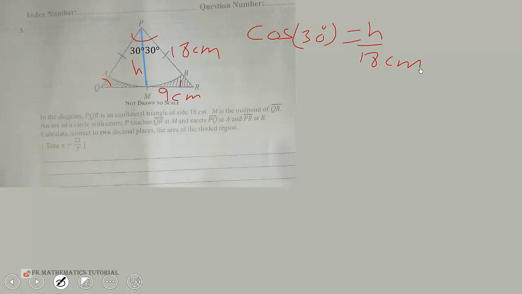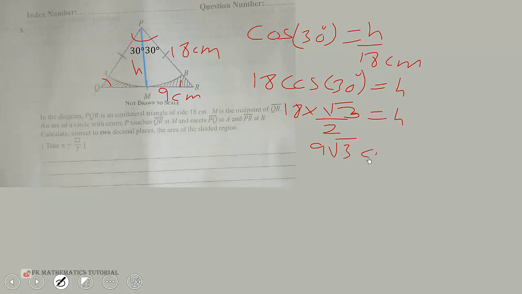Cos 30 is root 3 over 2. So 18 cos 30 degrees is equal to h. So 18 times root 3 over 2 is equal to h. So h is 9 root 3 centimeters.